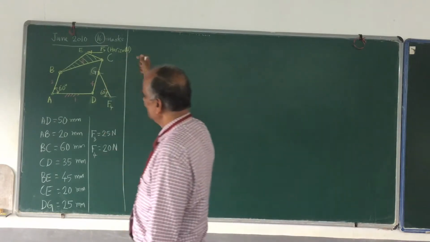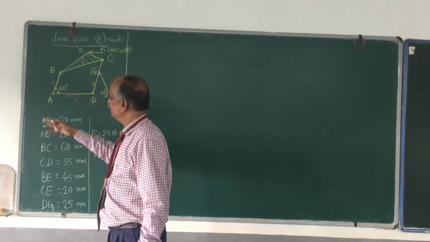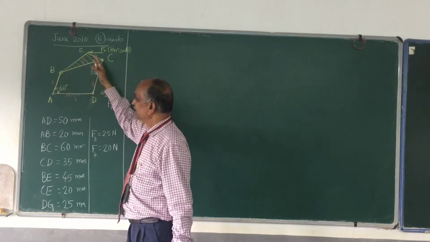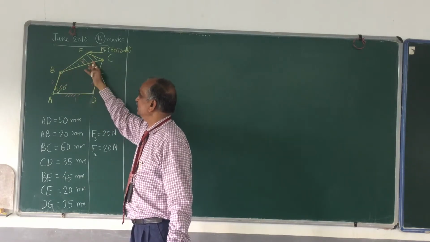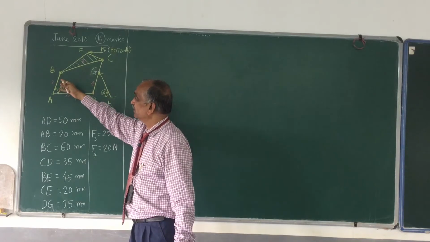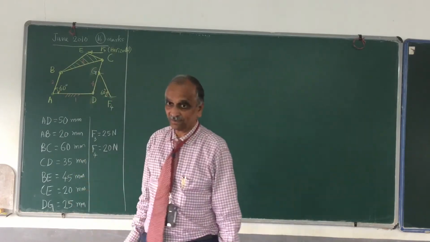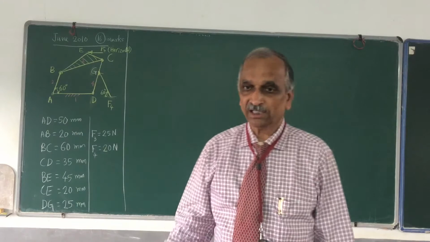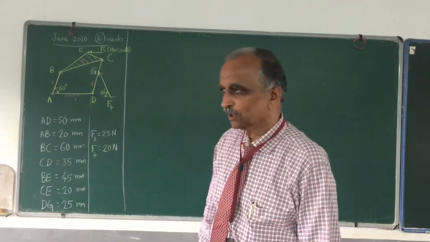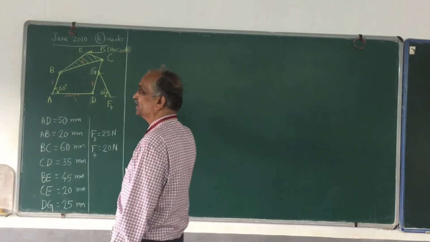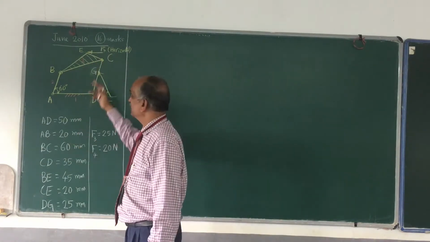Now what does the question say? It says that it is a 4-bar mechanism. AD is the frame. The input link is number 2, then link number 3, link number 4. Please remember all 4 links are binary links. A binary link means a link which has 2 adjacent links. So it is not the shape which decides whether a link is binary or not.